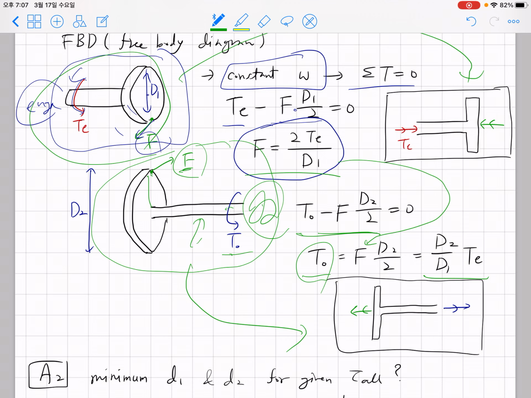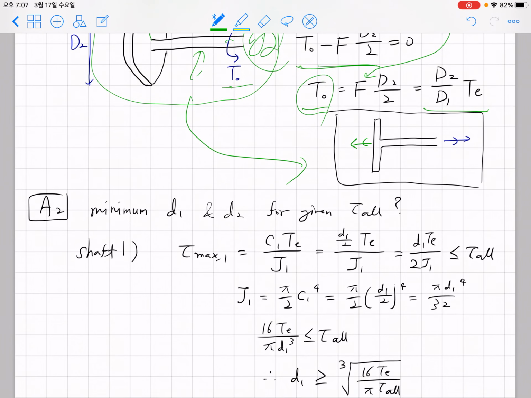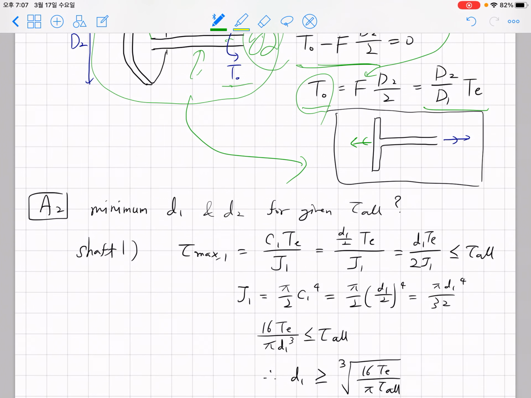Okay, so after talking about this simple power and torque transmission, let's move on to the second question. The second question is a structural mechanics question. So what will be the minimum D1 and D2 from a given allowable stress? Suppose that the material scientist who is making the shaft provided us the allowable stress for this shaft, and we want to make the diameter of the shaft larger than some critical value, such that under torque the shaft does not fail. Okay, so how can we handle it?